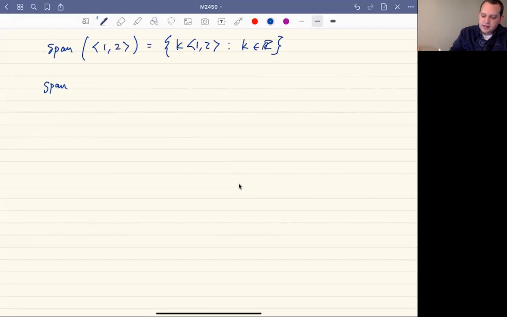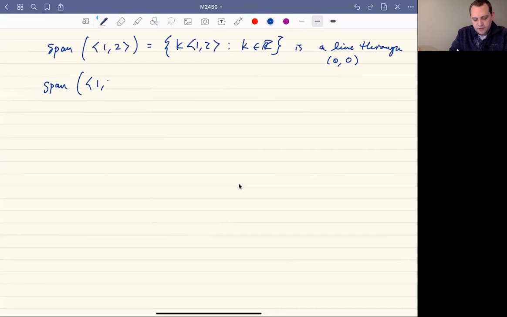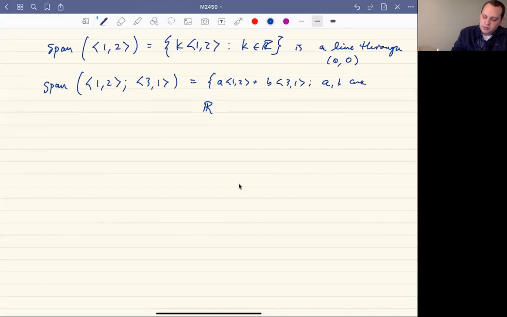And if this is a line through the origin, that means it's a subspace. So that's a line through the origin, and therefore it's a subspace of R2. Likewise, the span of the vectors (1, 2) and (3, 1) we saw was all of R2. So again, just by definition, this is going to be the set of linear combinations, say A times the first vector plus B times the second vector, where A and B are real numbers.